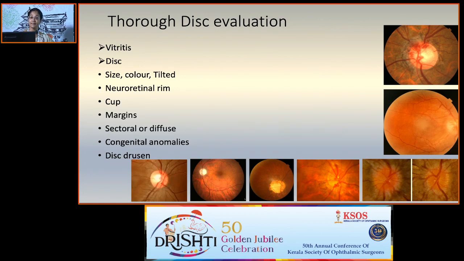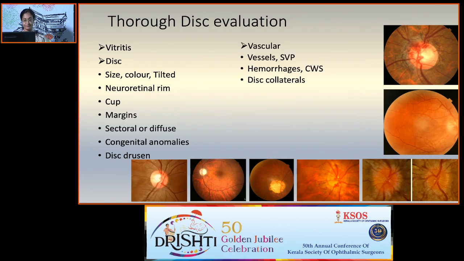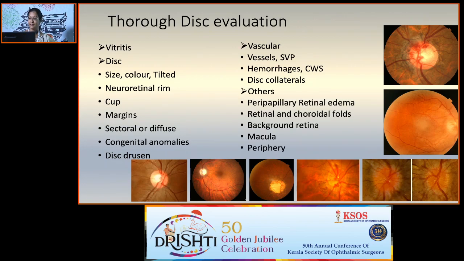The neuroretinal rim is very important. Rather than the cup, the neuroretinal rim color is very important. Note the margins of the disc, if disc edema is there, whether it's sectoral or a diffuse disc edema, and identify any congenital anomalies of the disc, and any scalloping of the disc surface which might give you a clue to a disc drusen. The vessels are to be examined thoroughly, the vascular signs, and the peripapillary retinal examination is very important.